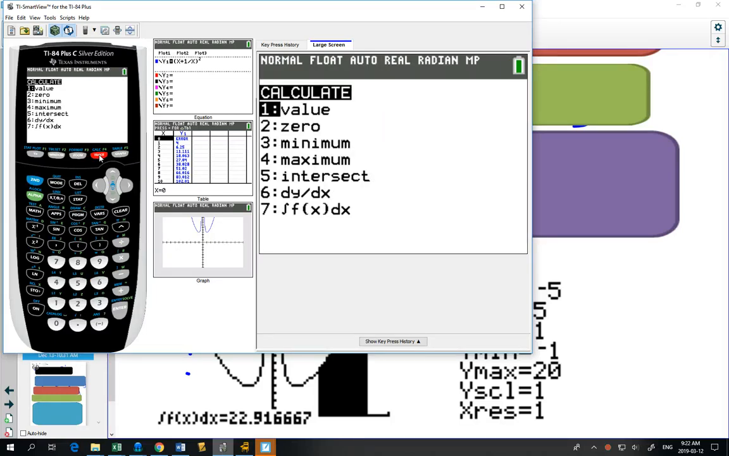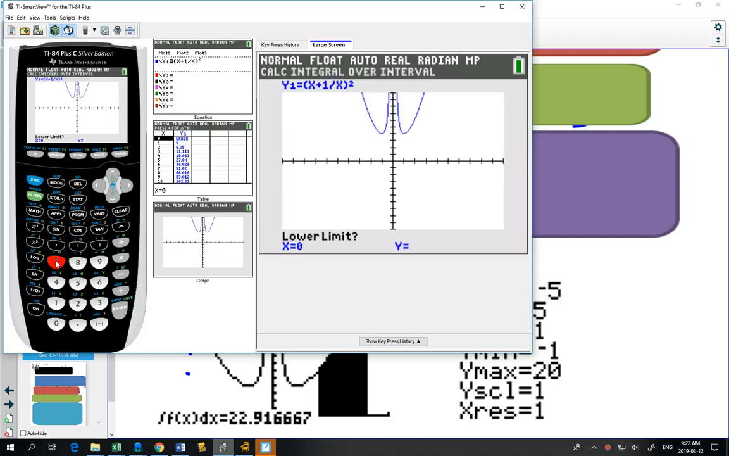Number 7 has the integral. This one we went from 2 to 4, so we can set our lower limit as 2, our upper limit as 4. It shades it under there nicely and calculates the area. That was very fast, a lot quicker than all the math that we did as far as figuring things out. And it gives a very nice visual of what we did.